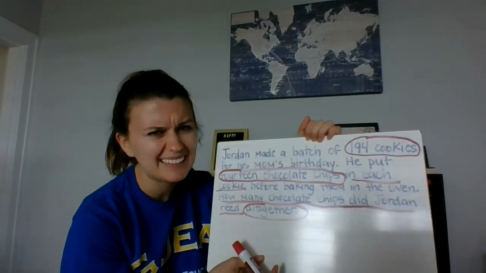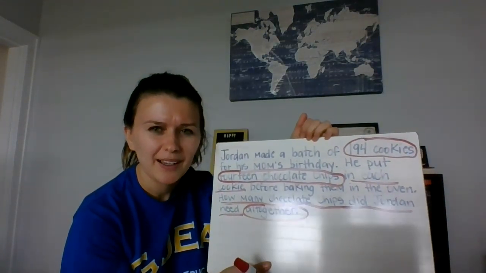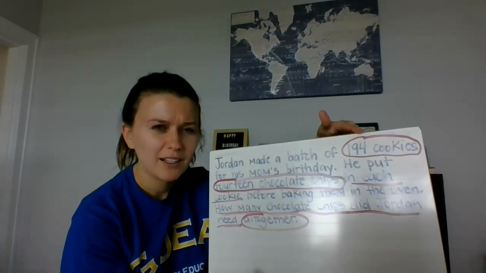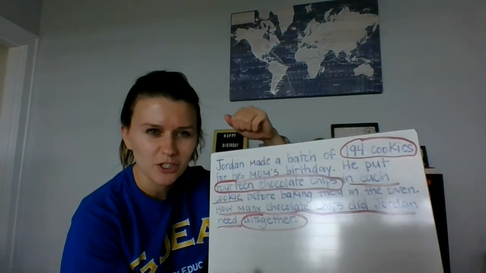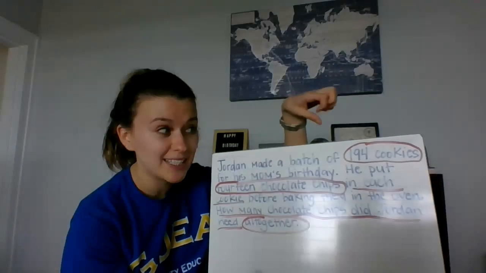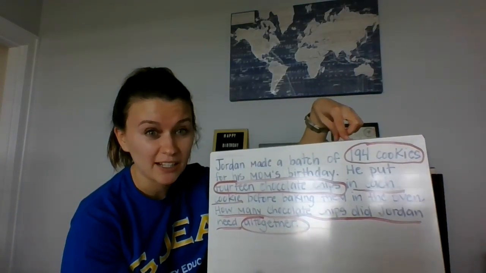Okay, well, to see how many chocolate chips he needed all together, it wouldn't make sense to divide because I would get a pretty small number. I'm not dividing 194 cookies between 14 chocolate chips. I'm giving 14 chocolate chips to every single cookie, and there's 194.